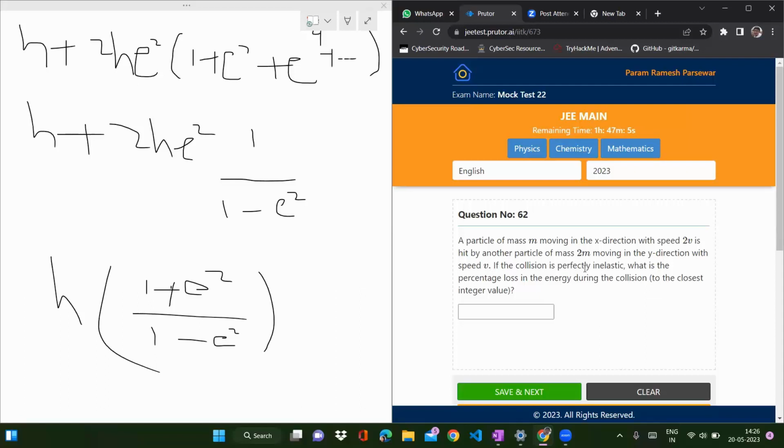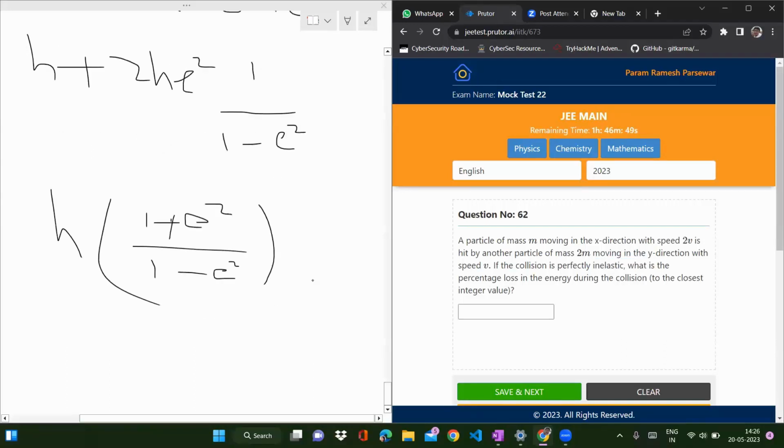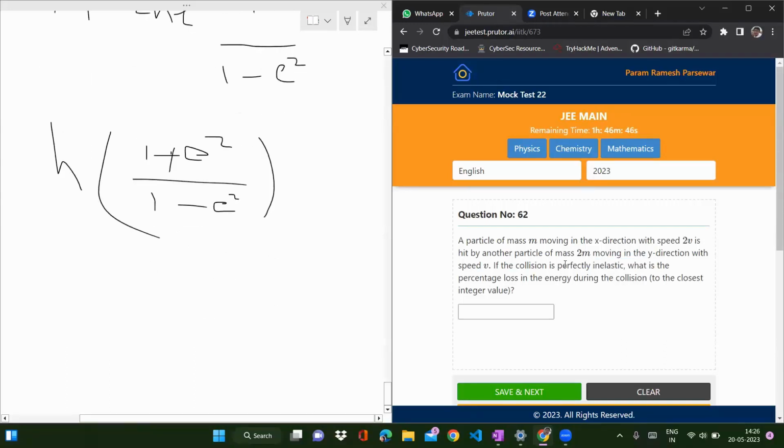If the collision is perfectly inelastic, what is the percentage loss in the energy during the collision, to the closest integer value? So we need to calculate the loss in the energy as the collision is perfectly inelastic. So there will be loss, as it is an inelastic collision. Perfectly inelastic it is given, so the masses which are colliding will stick after the collision.